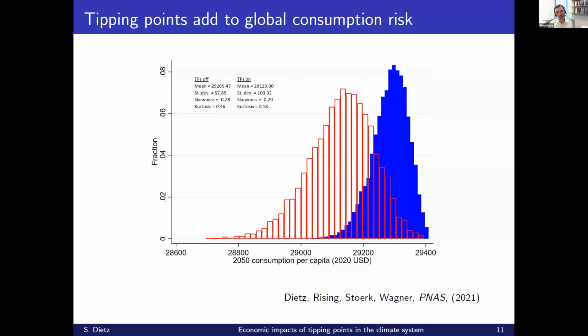Don't pay too much attention to the range of the x-axis here, because this is quite a conservative formulation, and you can easily drive those numbers upwards with appropriate assumptions. The point is that tipping points make the future riskier. And from an economist's point of view, that's interesting, not just because it impacts on optimal climate policy, but it also has other macroeconomic implications.